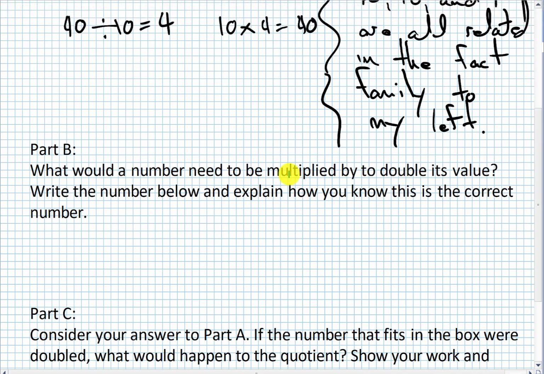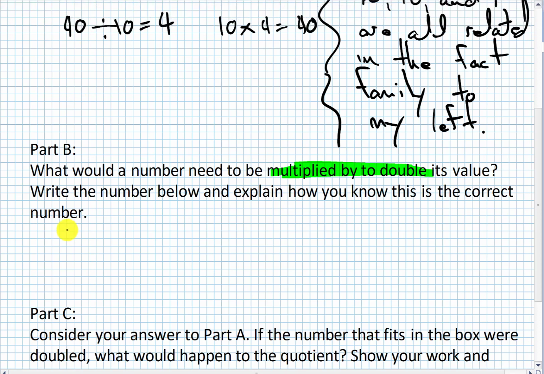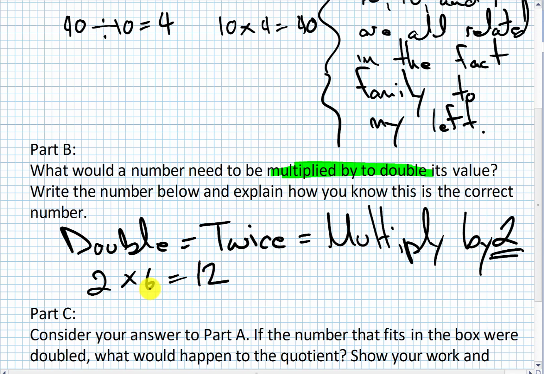And we'll re-highlight this idea of multiplying a number to double its value. To double something means to make something twice as large as it currently is, which also means to multiply by 2. Anytime we multiply something by 2, we're making it twice as large. So, for example, 2 times 6 is 12. That means 12 is 2 times bigger than 6. 2 times 10 is 20. That means 20 is 2 times as big as 10.